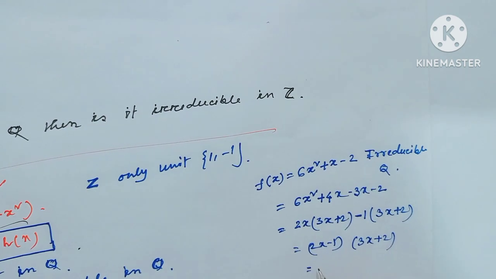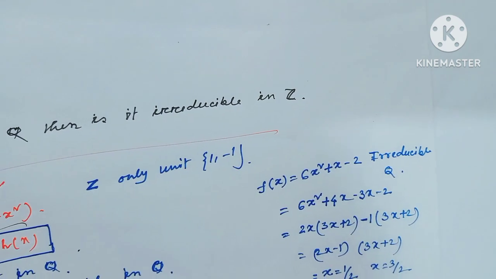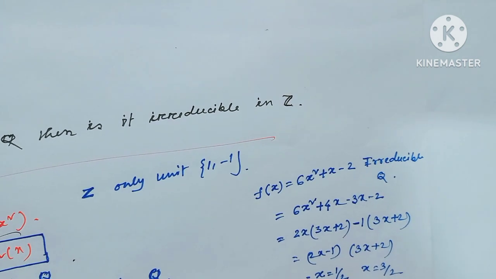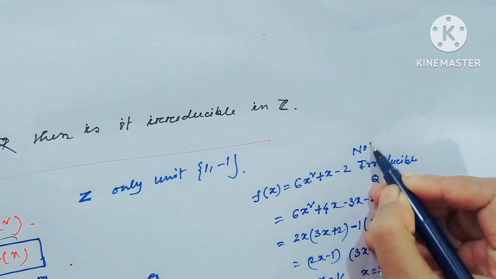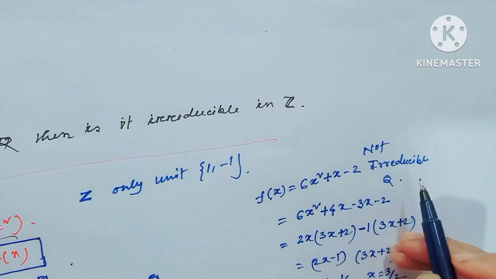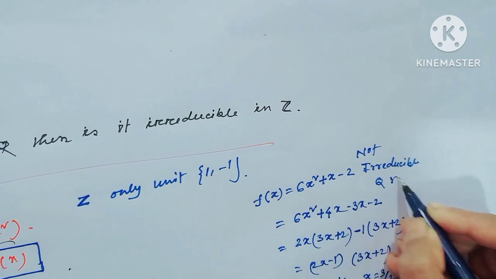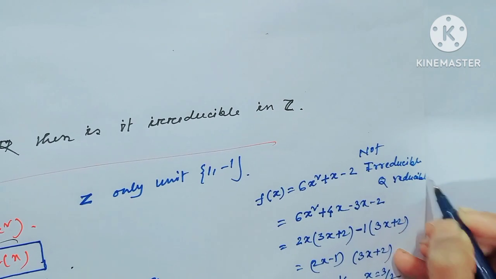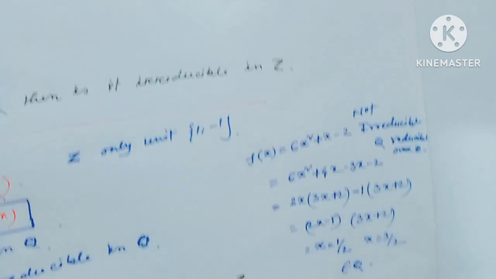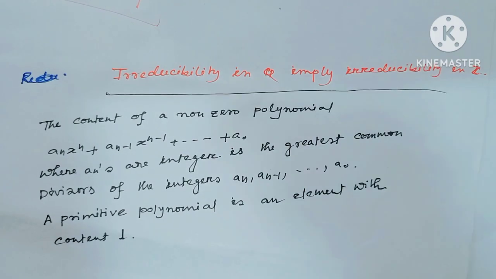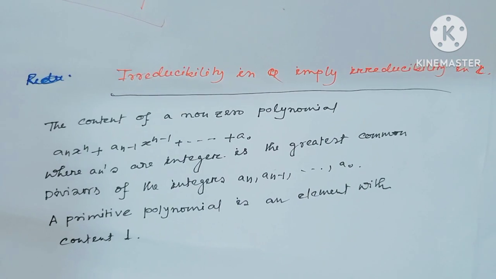That means here the roots are x equal to 1/2 and x equal to minus 2/3, and these always belong to Q. Since the roots belong to Q, this is not irreducible in Q. That means this is reducible over Q. And since it is reducible over Q, this is reducible over the integers. I hope all my viewers have understood the question easily. Now I will see when irreducible in Q implies irreducible in Z.